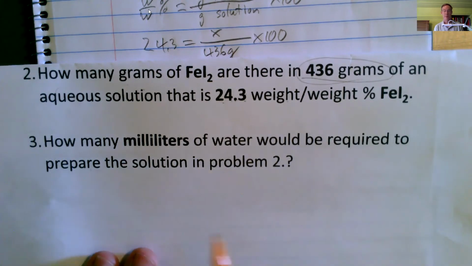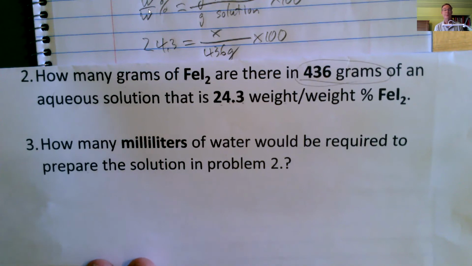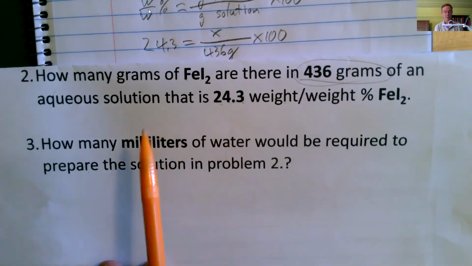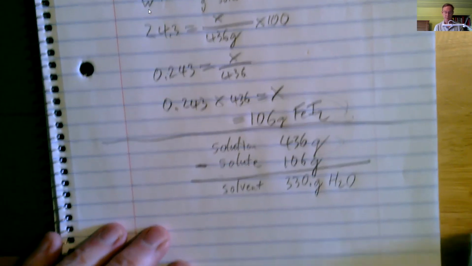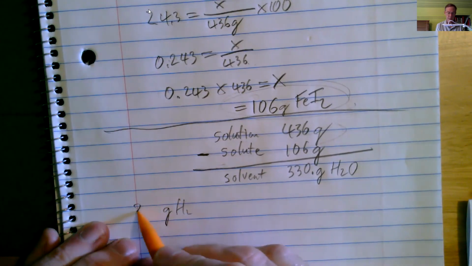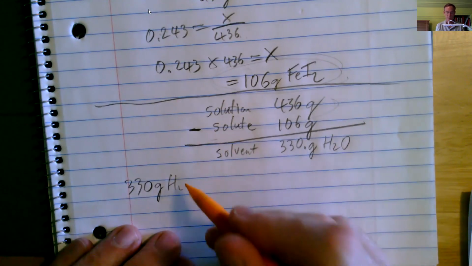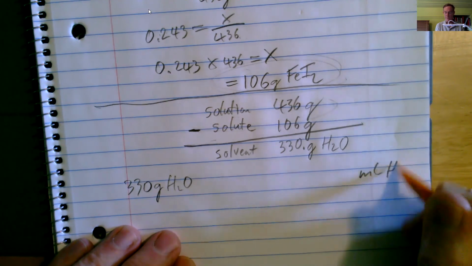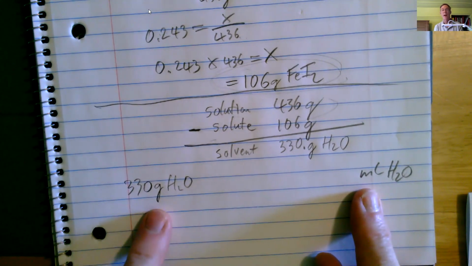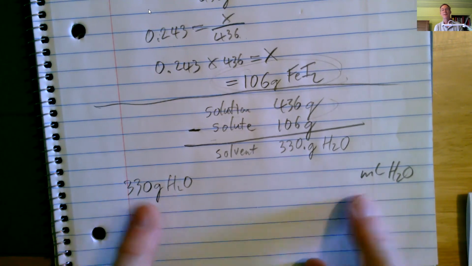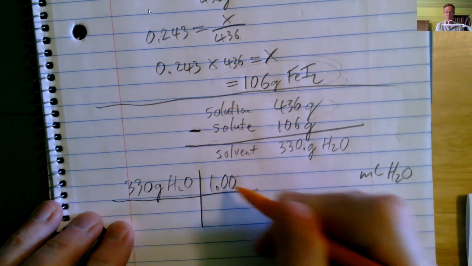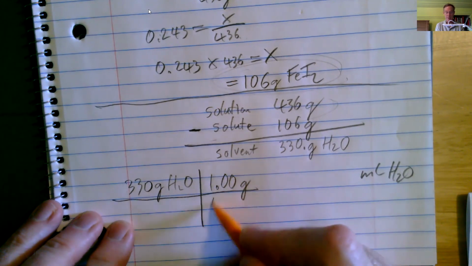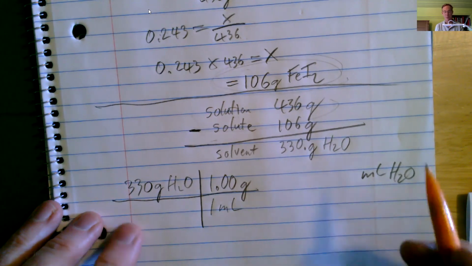Okay, now let's go back to that problem. We're not done. We figured out it's going to be 330 grams of solvent, of water, but they're asking for milliliters. So we need to convert that 330 grams of water into milliliters of water. Now these are interesting units, grams and milliliters. Those are the units that we use in density. So the density of water is one that we should know. 1.00 gram for every 1 milliliter. That's the density of water.